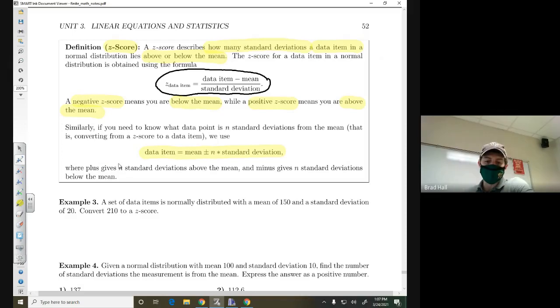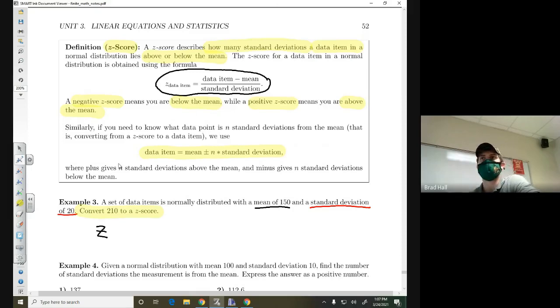So example 3 says a set of data items is normally distributed, which means we're allowed to use the z-score stuff. So that's just a formality. With a mean of 150, okay, that's helpful, that's concrete, and a standard deviation of 20. Again, that's very helpful. And then it just straight up tells us, convert 210, just the number 210, to a z-score. Okay, so this is just making sure we can apply the formula correctly.